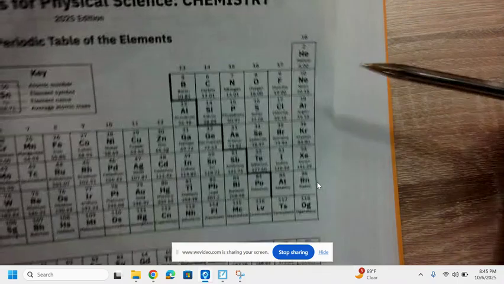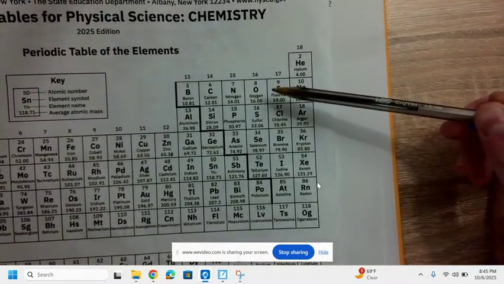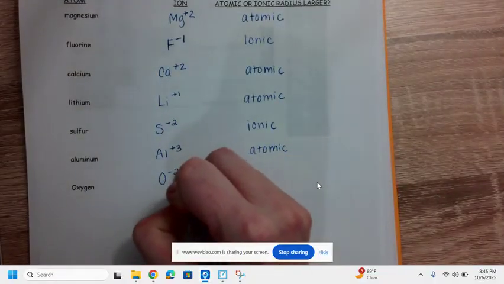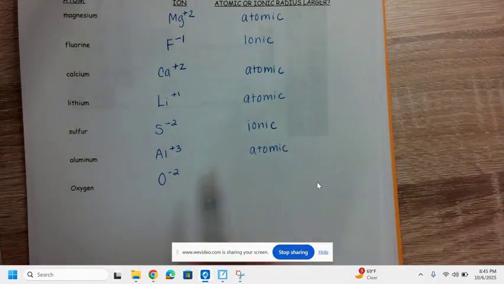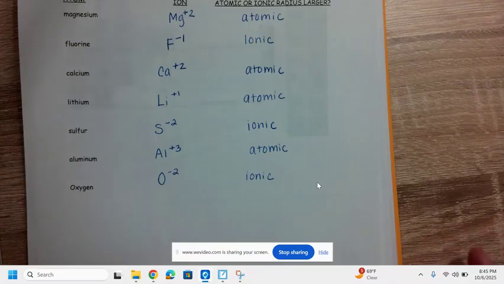All right, and oxygen. Oxygen has 6 valence electrons. It needs to only gain 2 more to get that magic 8. So that means it would have a negative 2 charge. Because it gained electrons, that means its ionic radius is larger than its atomic radius.